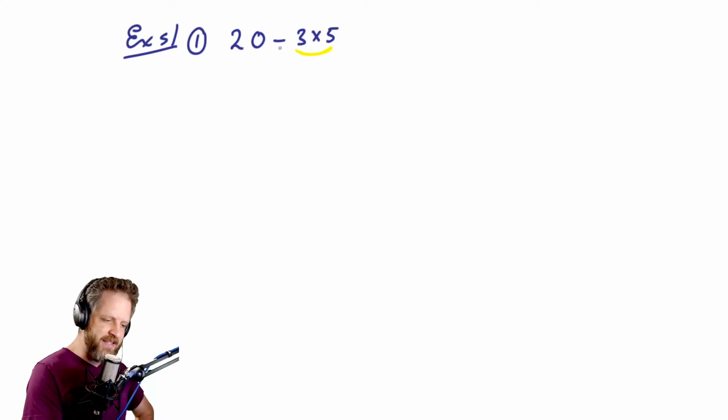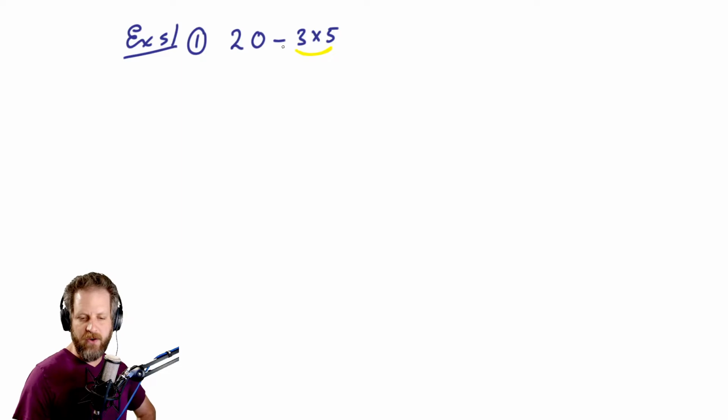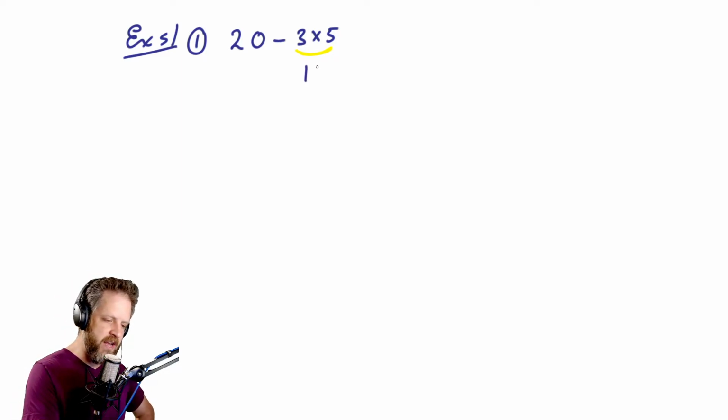Now, don't worry about this negative here. We'll learn how to tackle that in a minute. For now, let's just think about 3 times 5, right? So what is 3 times 5? Well, 3 times 5 is 15.